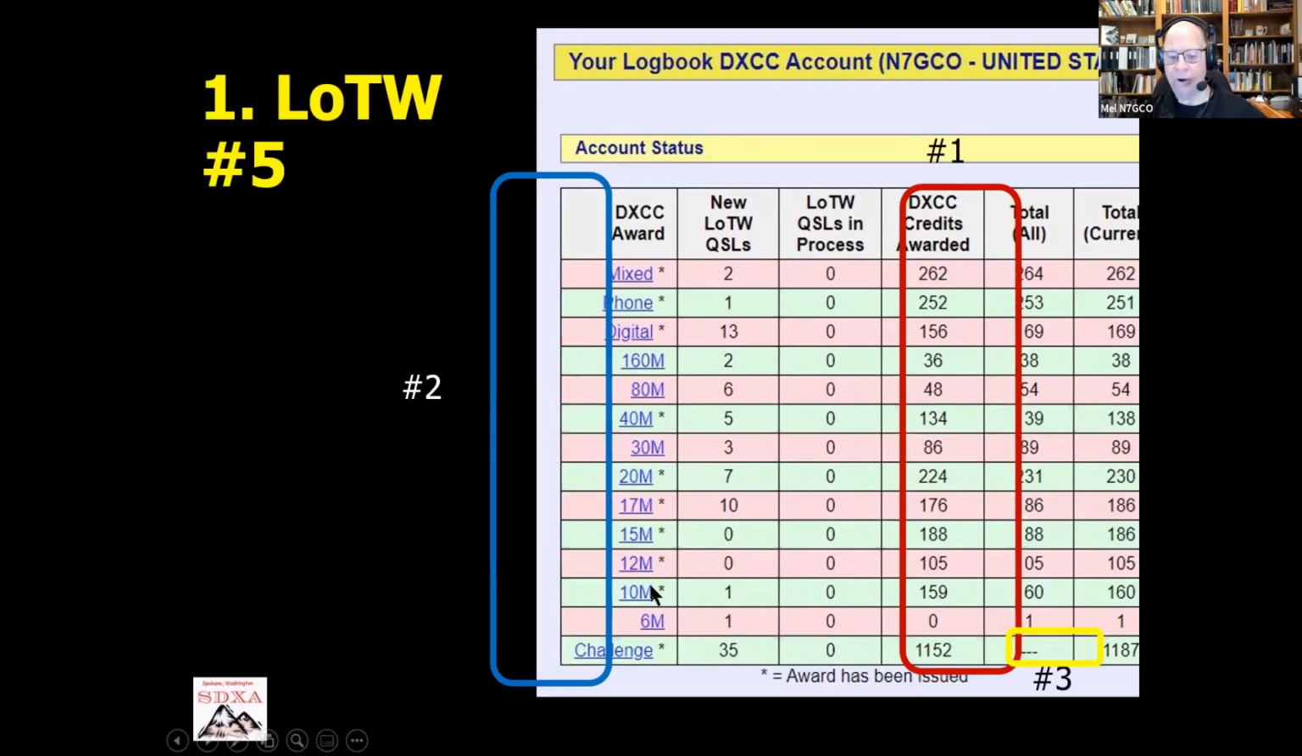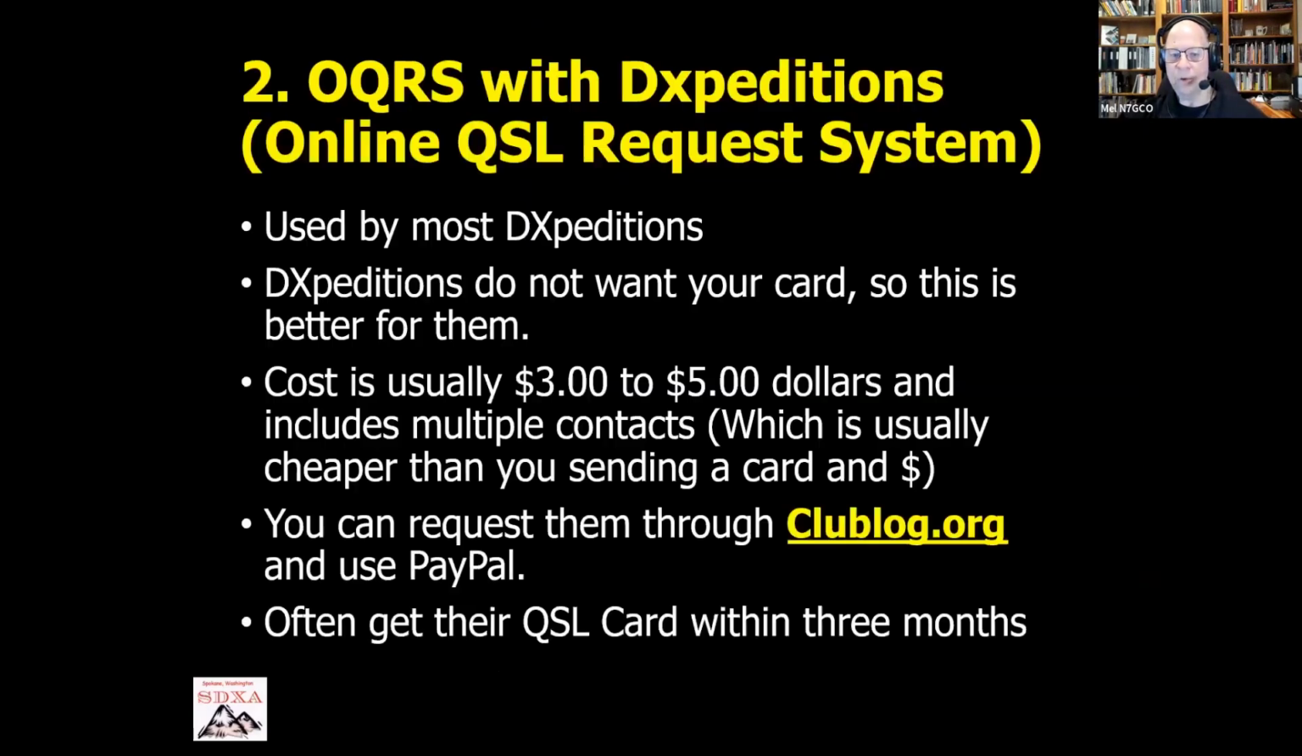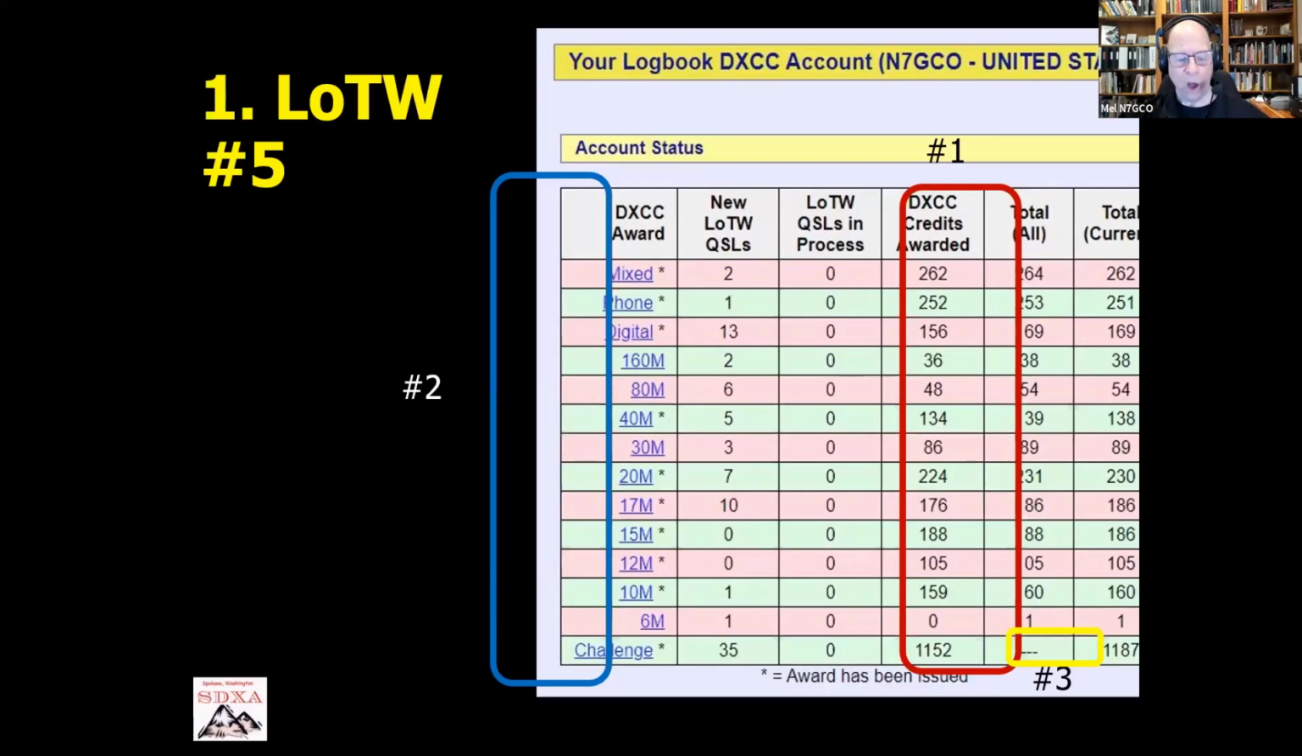So like for here, I've got 6 bands DXCC, but notice there's no CW column because I've made no CW contacts. If you were working CW, there'd be a CW column. So all of that is available to you instantly to show you how you're doing. Second thing, by the way, any other questions about logbook before I move on?